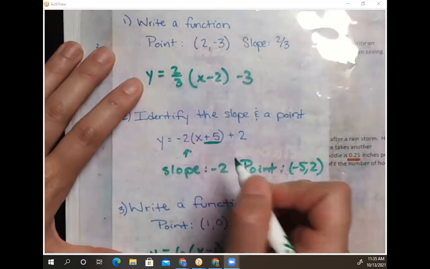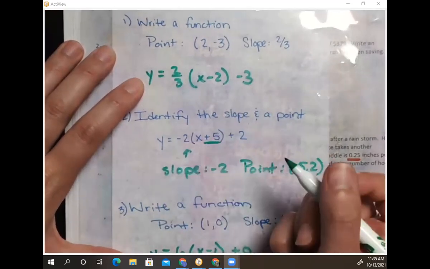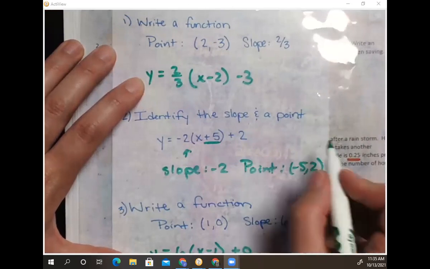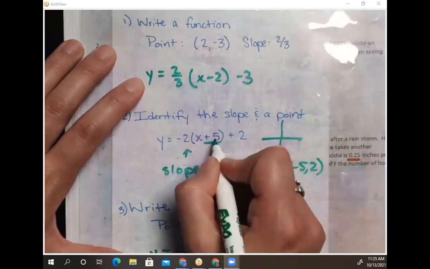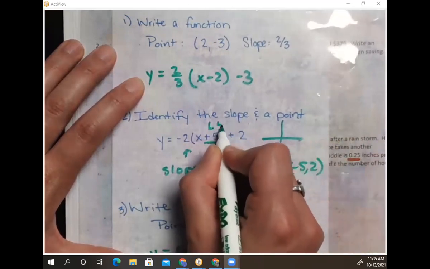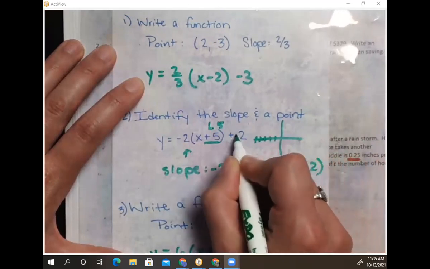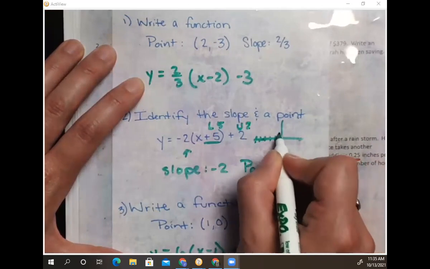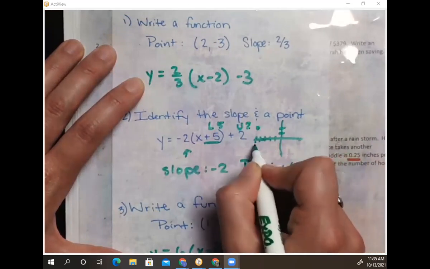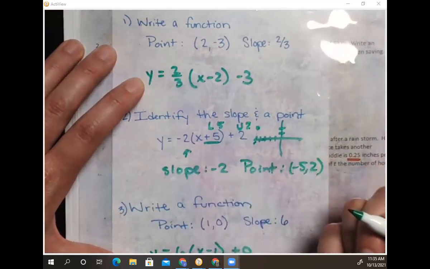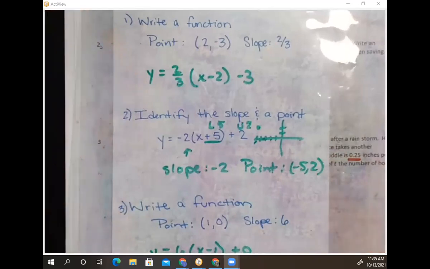It's always opposite of what we see in parentheses with x. So yesterday when we talked about those transformations, we said if I just asked you about the transformation, this would tell you to go to the left 5. So 1, 2, 3, 4, 5. And then this would tell you to go up 2. So you'd end up with the point -5, 2. Does that make sense? Okay. Any other questions for today?